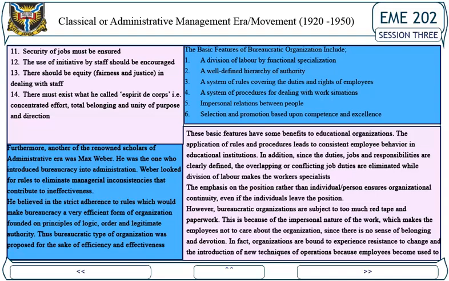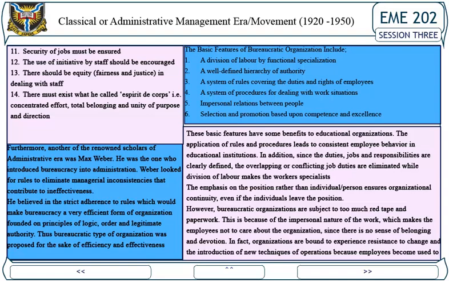14. There must exist what he called esprit de corps, that is, concentrated effort, total belonging, and unity of purpose and direction. Furthermore, another of the renowned scholars of the administrative era was Max Weber. He was the one who introduced bureaucracy into administration.